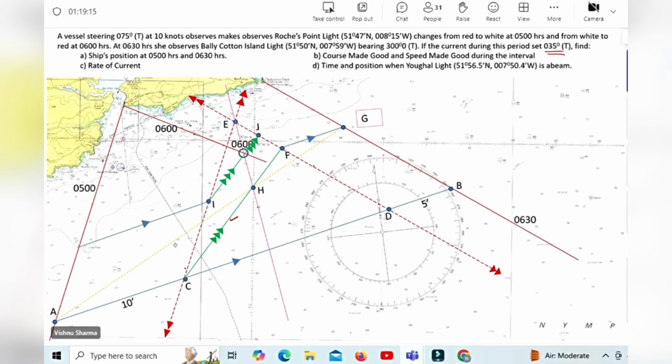And where it cuts the PL, this is the 5 o'clock fix. This is the 5 o'clock fix. Let me call it K. I think I've not named them after that. Let me call it K.